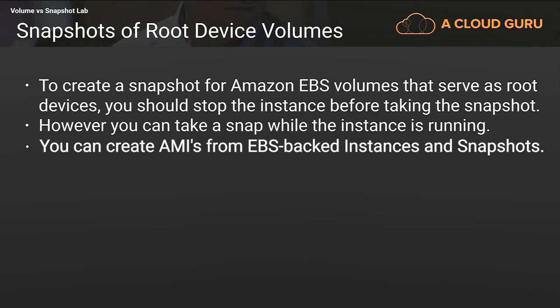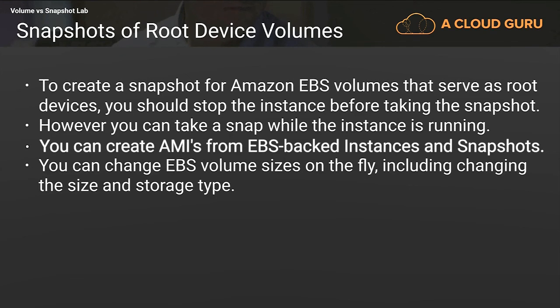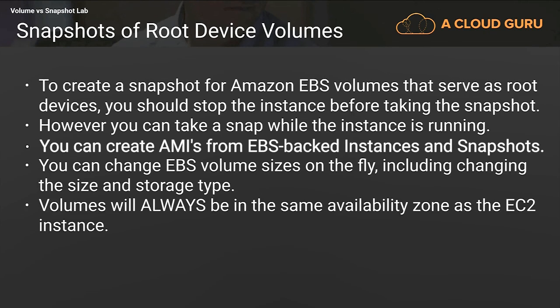You can create Amazon machine images, or AMIs, from both volumes and snapshots. You can change EBS volume sizes on the fly. Really important to remember that, including changing the size and storage type. So that is now possible. It used to be a really popular exam question when you couldn't do that, and they would say, how do you do it? But now you do have the ability to change it on the fly. Again, best practice, you probably stop it, but you don't have to. You can do it while the machine is running. This is pretty amazing technology, actually. I sometimes just wonder, what's actually going on behind the scenes there?